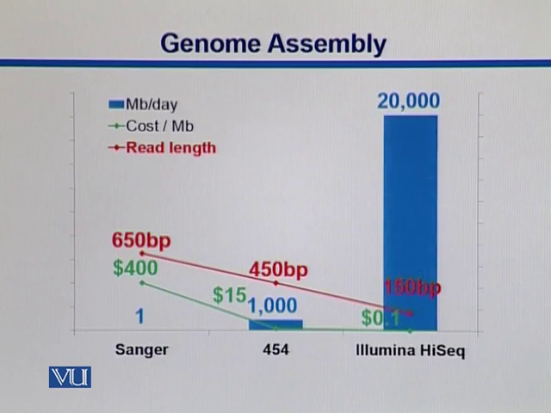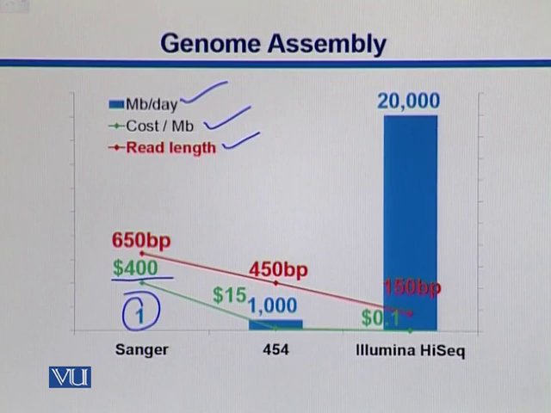Let's look at this picture. Here we have a comparison with the typical Sanger method. We are comparing three different metrics. Number one is how many MBs, million base pairs, we can produce a day. Number two is the cost, and the third is the read length which we are getting. So Sanger can give 1 MB per day at the cost of $400, and the read length is longer, which is 650, whereas 454 gives 1000 MBs for $15, whereas the read length is 450 base pairs.